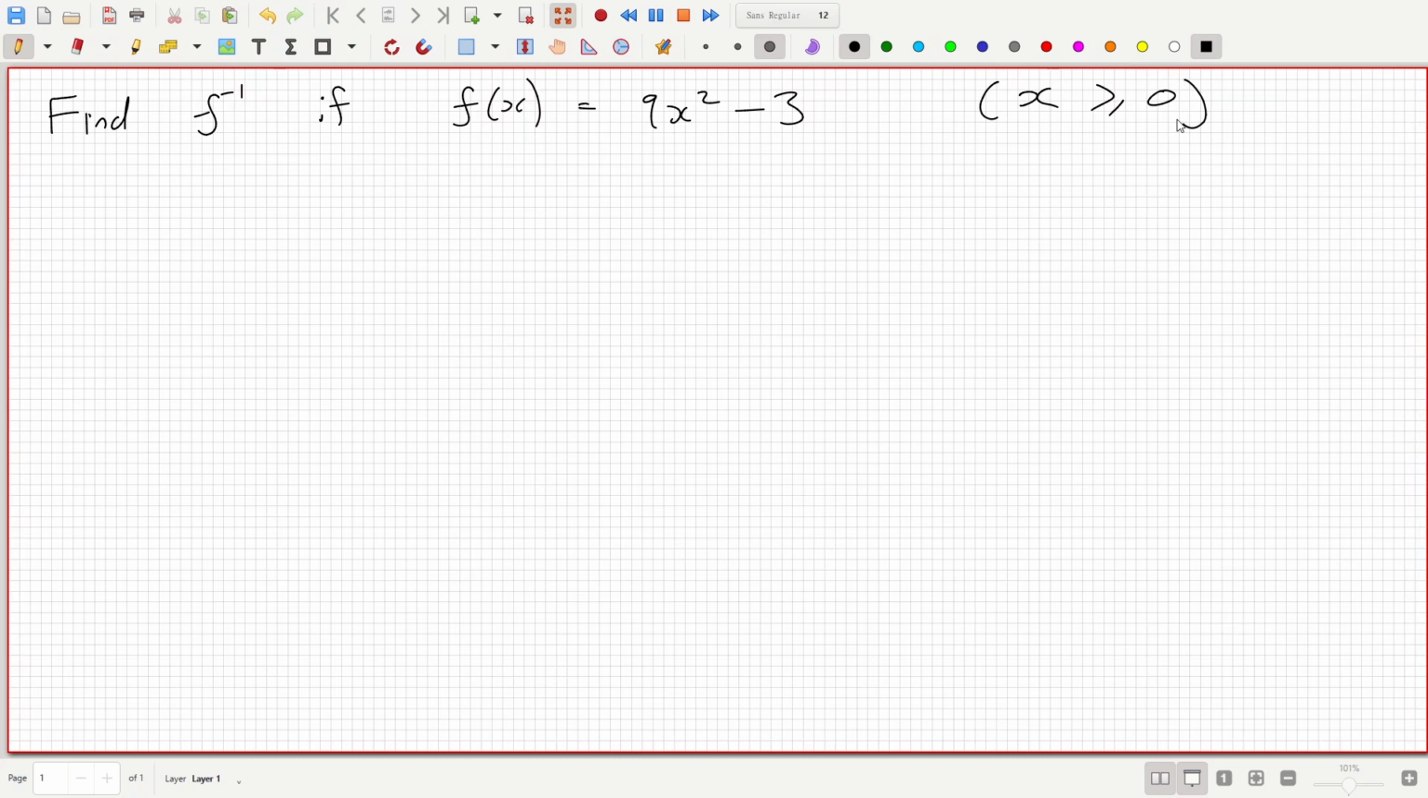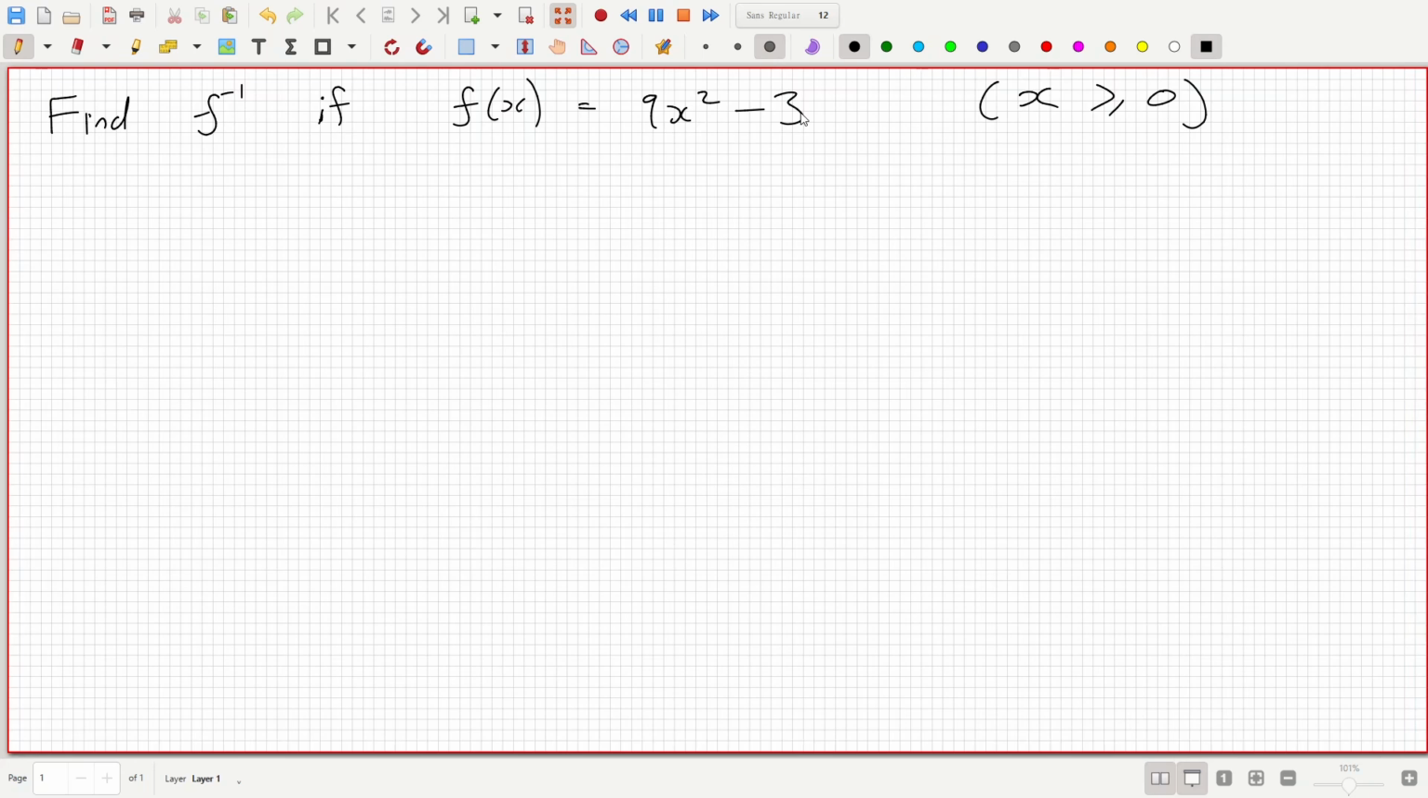Okay, here is a question from functions. Find the inverse if f(x) equals 9x squared minus 3, and x must be positive. So this way we're guaranteed that an inverse does exist, so the function can be injective.